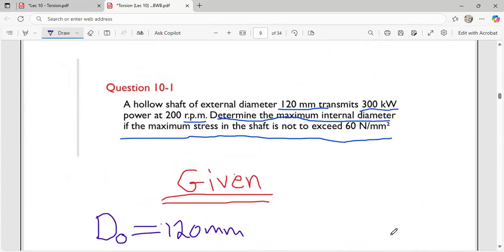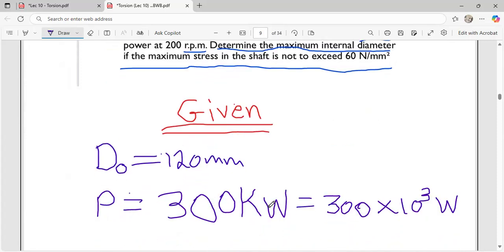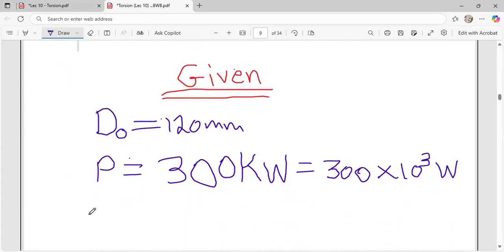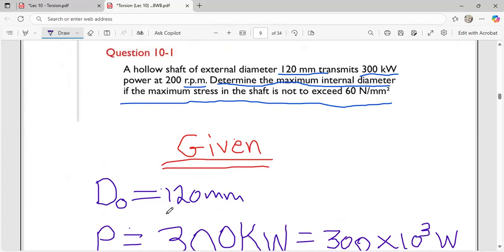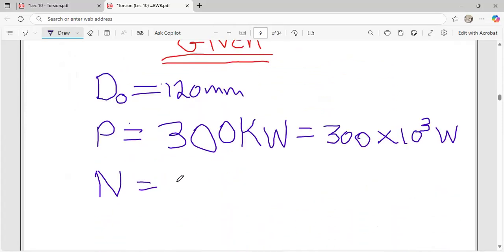And also at a speed. Okay. Yes. At an angular speed, and that is denoted by N, which is 200 RPM. So let's all write that down. 200 RPM.